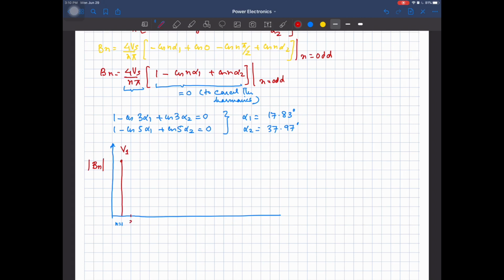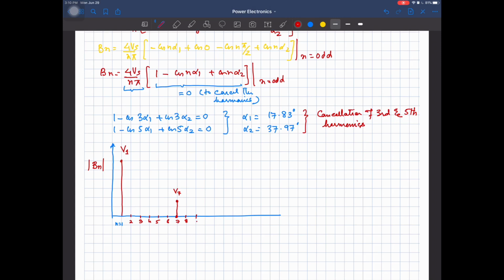And n is equal to 2, no harmonic. Third harmonic is cancelled out because we have calculated these angles alpha 1 and alpha 2 such that there is no third and fifth harmonic. So I am going to write over here that we have cancelled the third and the fifth harmonic. For the cancellation of third and fifth harmonic, we have these angles. So third harmonic will be absent, fourth will be absent, fifth will be absent, sixth will be absent, seventh harmonic is going to exist. So some voltage of that harmonic will be there. Then eighth harmonic will be absent.